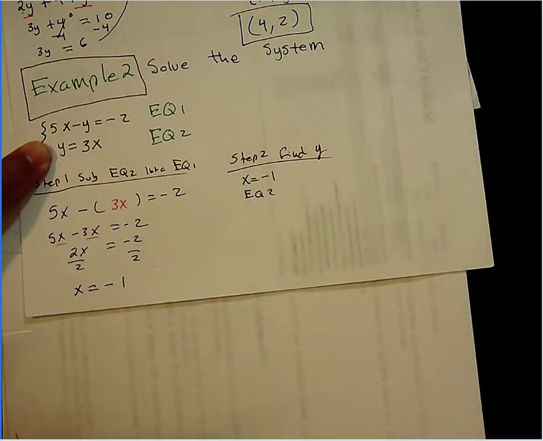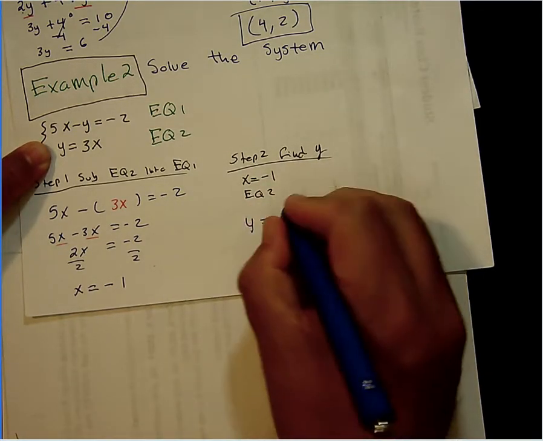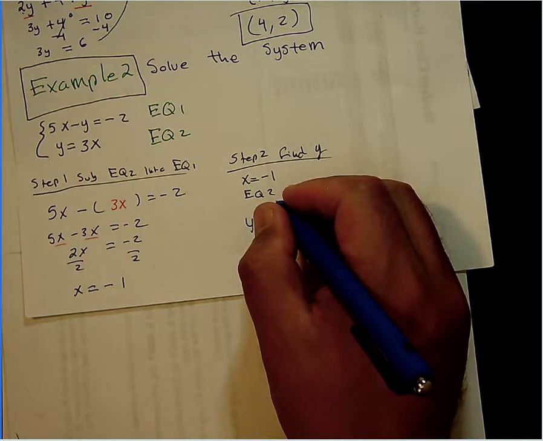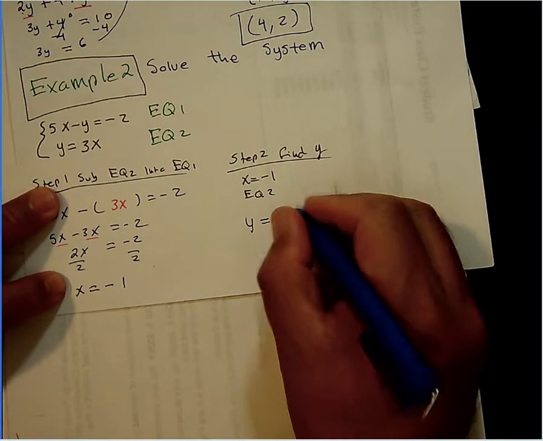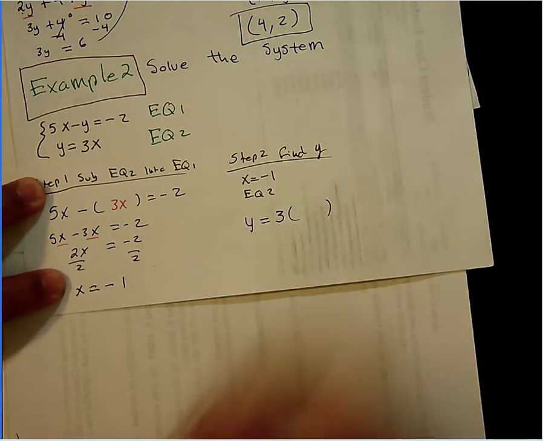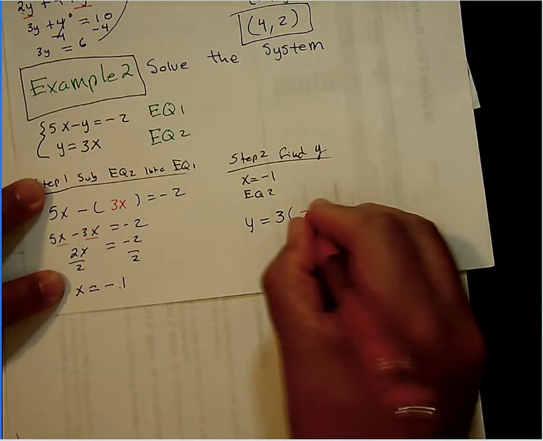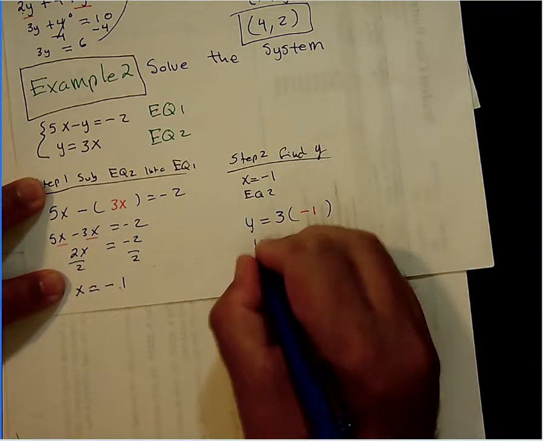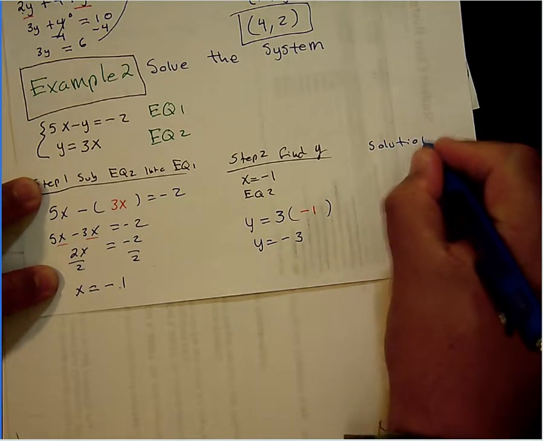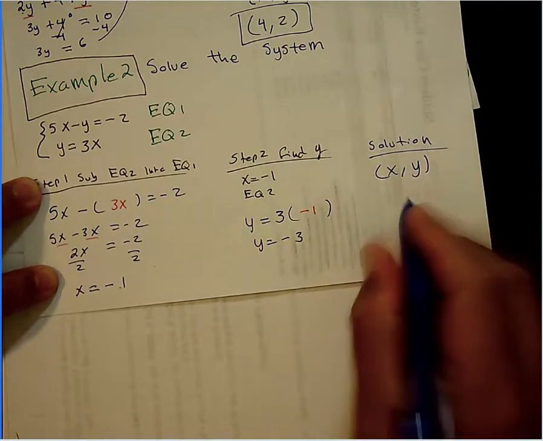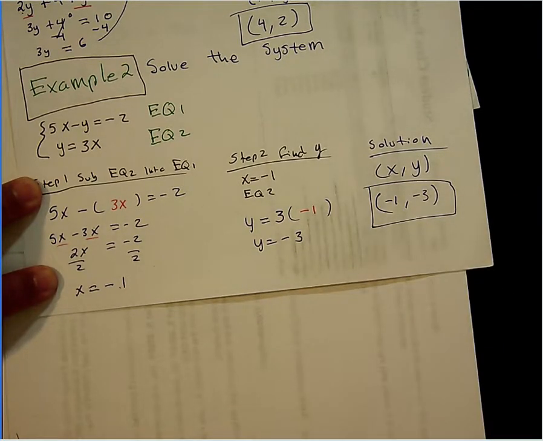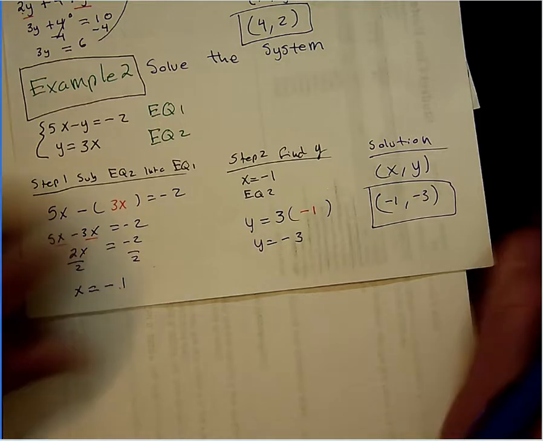So you're going to have y equals 3 times the x. I'm going to put parentheses. And what's the x? The x is -1; we found it. So y is -3. So the solution for this system would be, remember, it's x and y. So x goes first, which is -1, and then -3. So that's the solution. Now example 3.